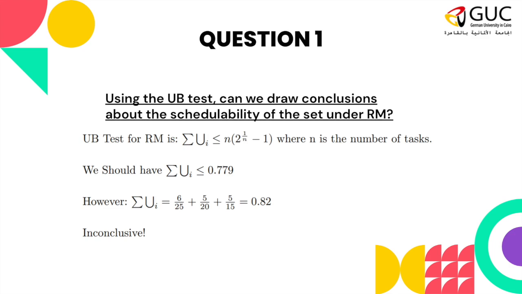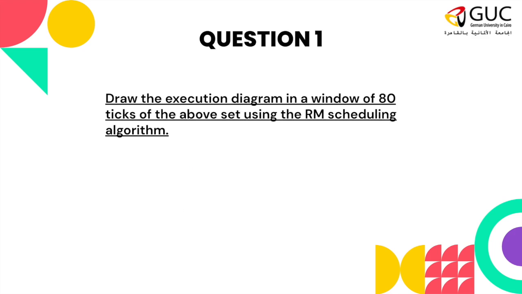I cannot determine or say whether this set of tasks is schedulable or not schedulable. I cannot for sure guarantee that it will not be schedulable. Who knows? It may be schedulable, because the threshold is not 100% of the CPU utilization. It is just 77.9%. Okay? Let's move on to the second part of the question.